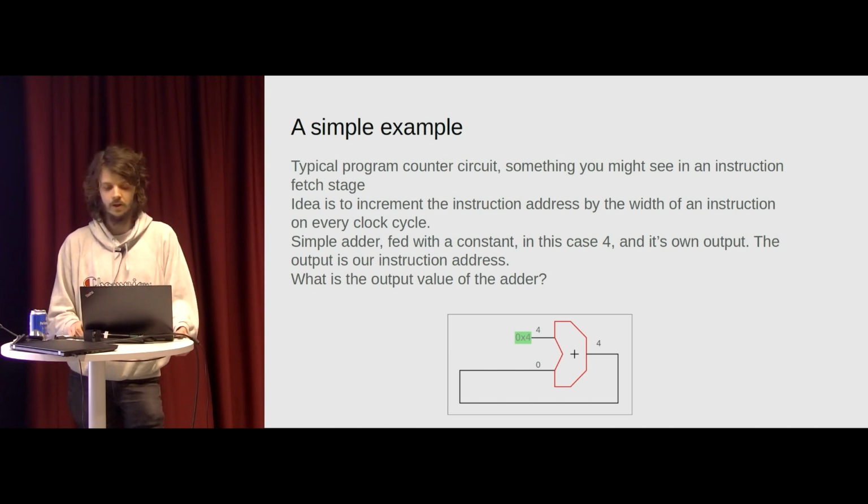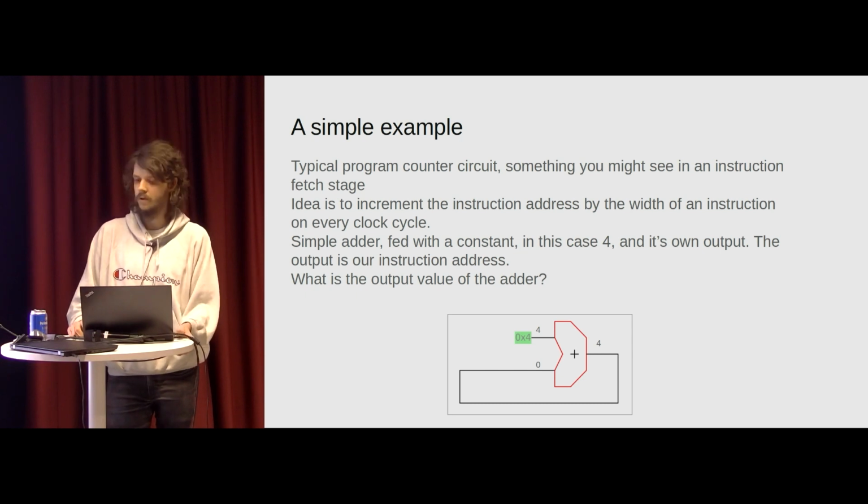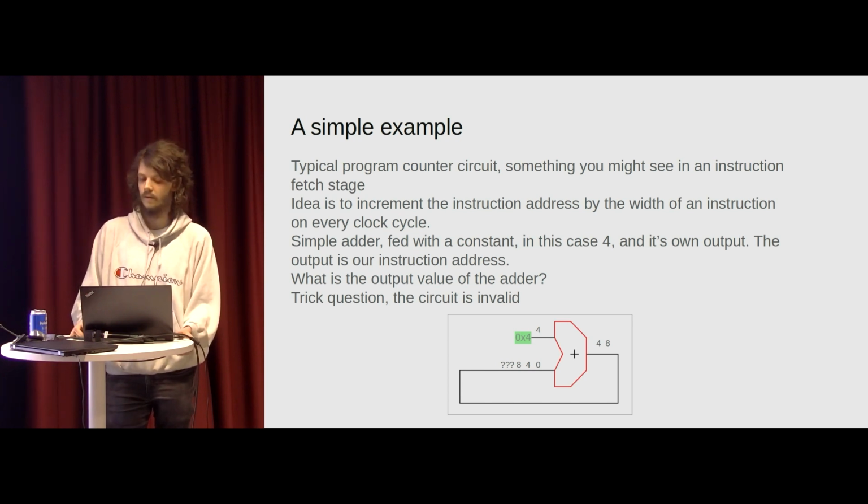So we initialize the bottom input to a 0. The constant gives us a 4. 0 plus 4 is 4, so the output is 4. But if the output is 4, the bottom input becomes a 4 as well, and so the output is 8, and obviously something is wrong here, and this circuit is invalid.